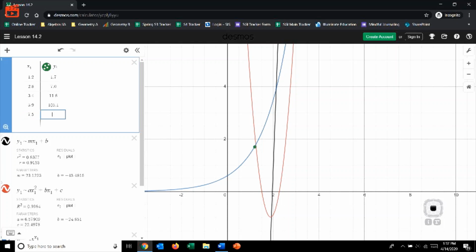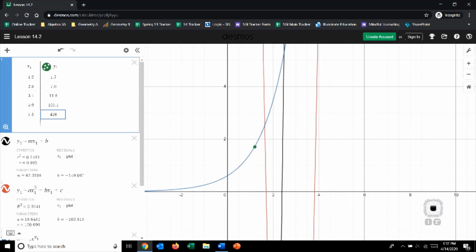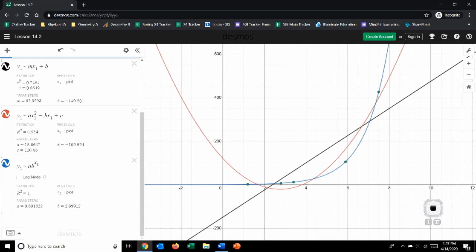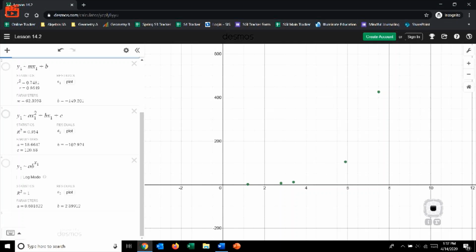And let's zoom in on this graph, and this is what we get. So by looking at the graphs, let's start with the linear one. This one does not look like it's linear at all because the points are not on the line. If we look at the quadratic, maybe, but the points are not on the parabola. And if we look at the exponential, that fits perfectly.